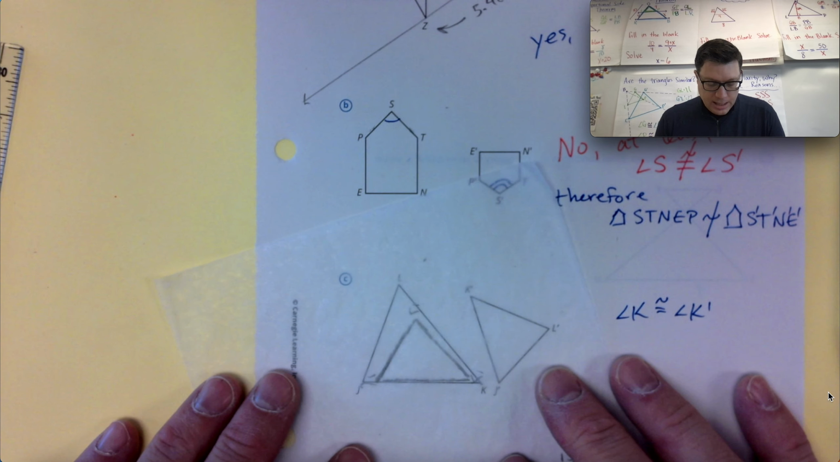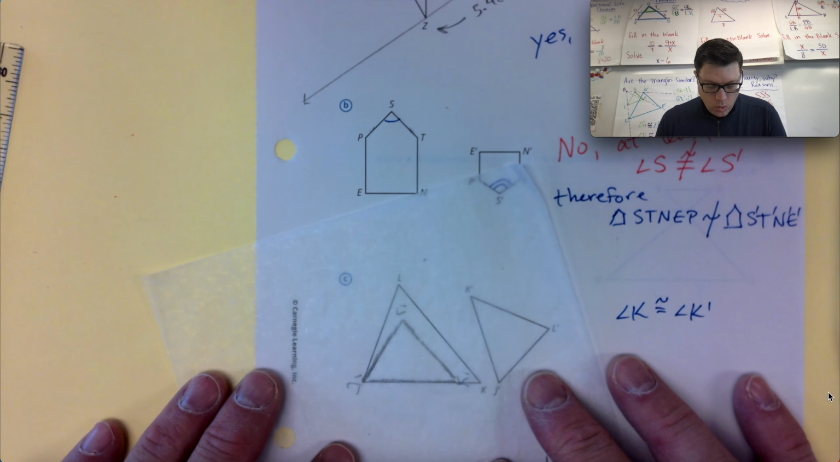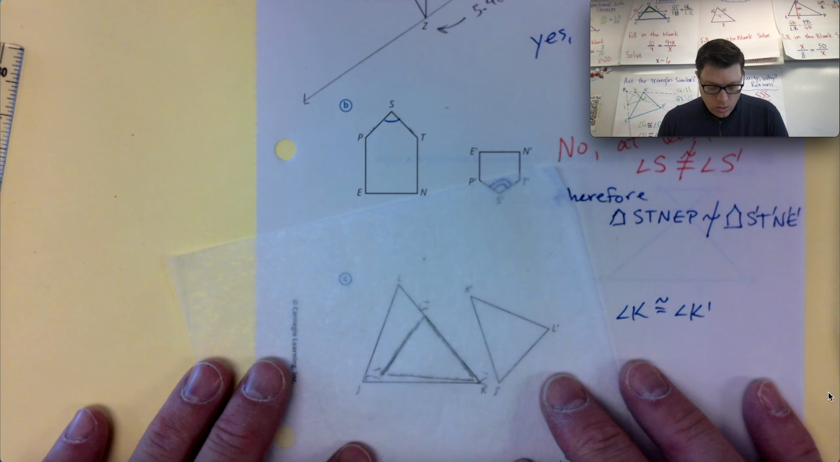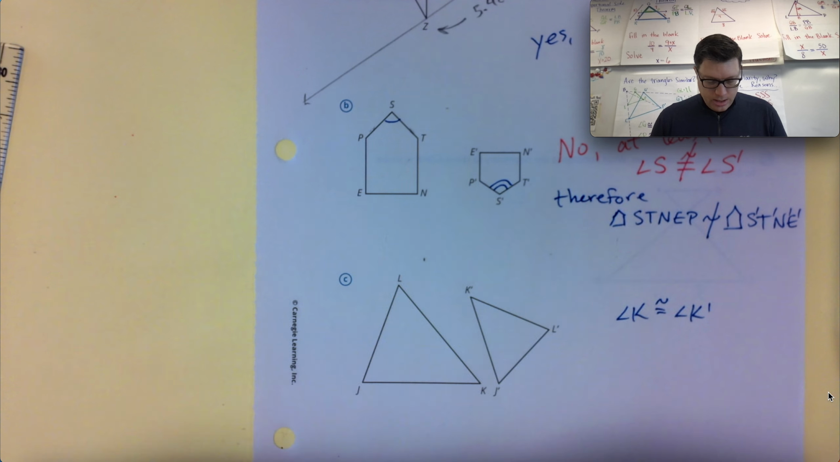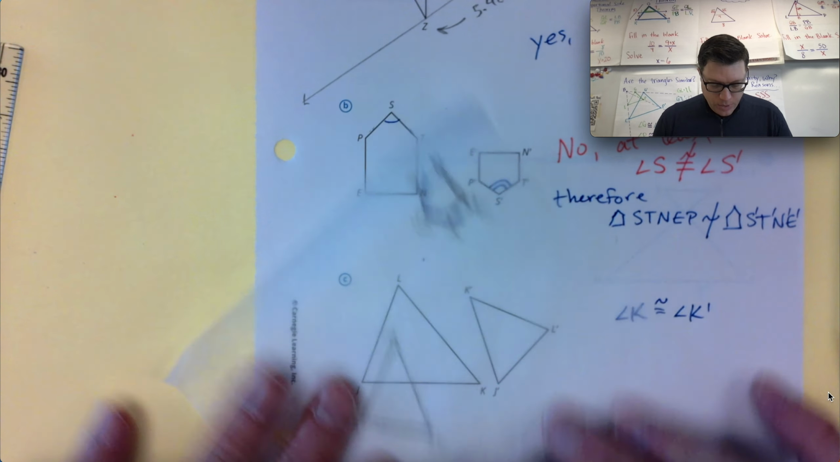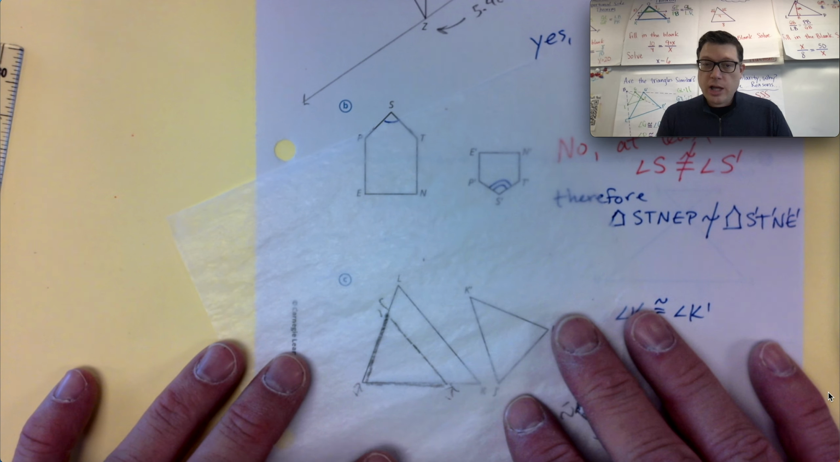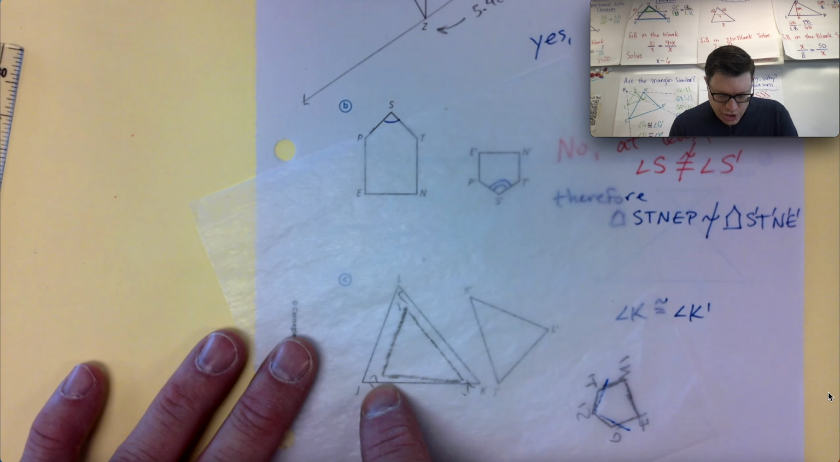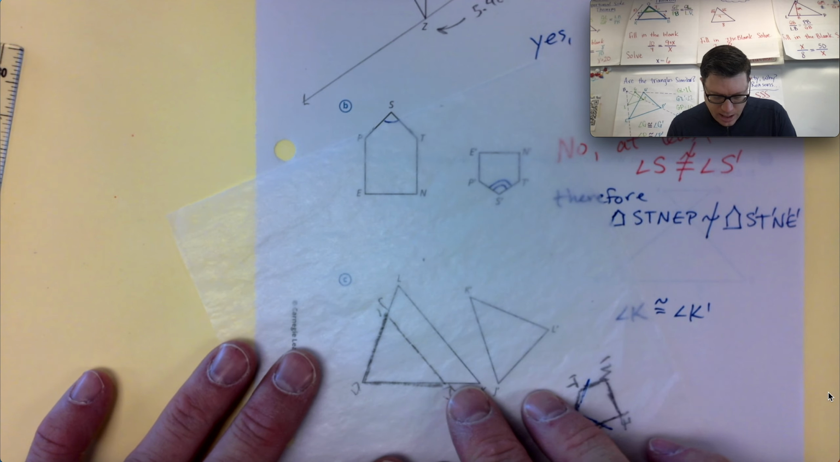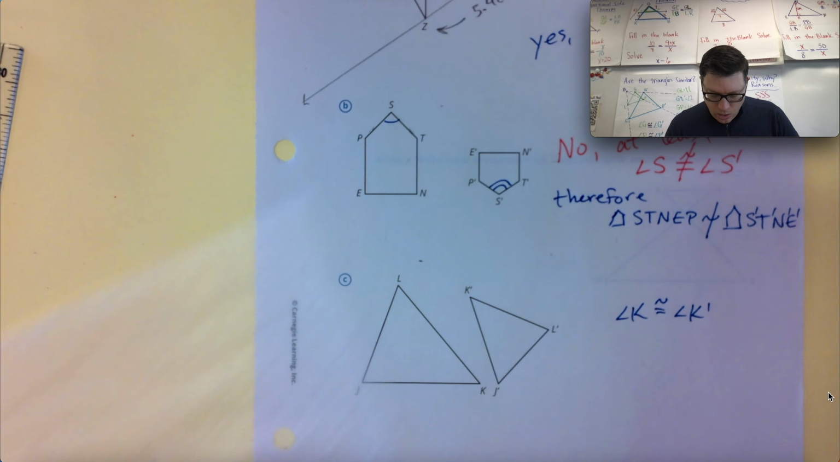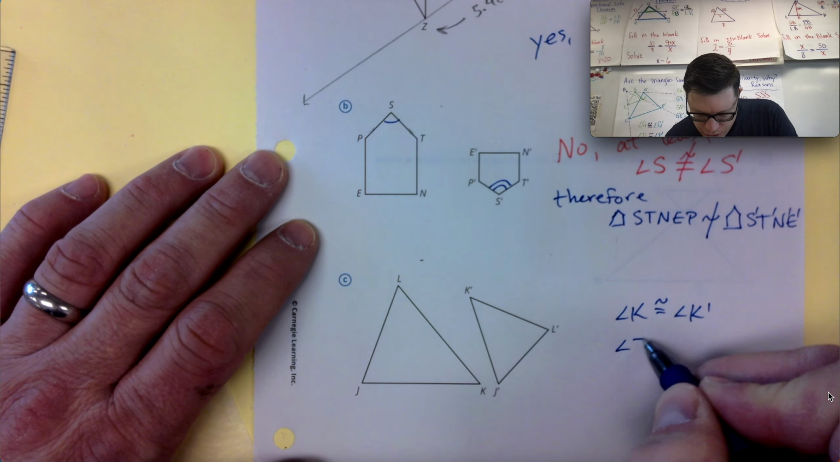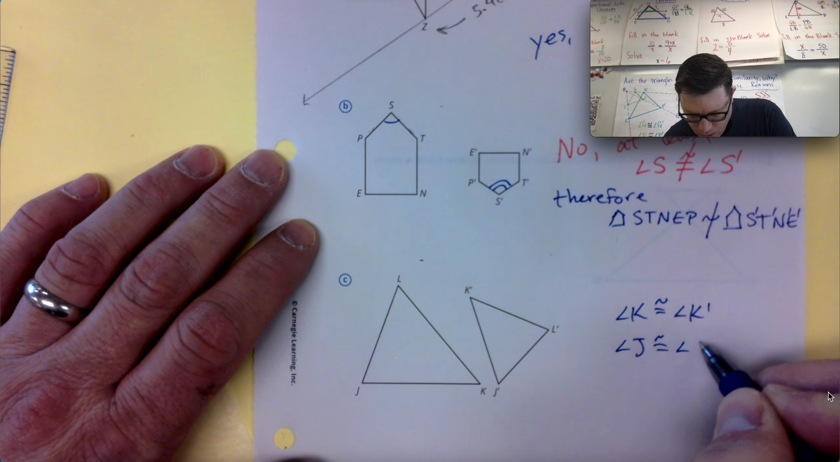Now another translation is going to J. Oh wait, J's like this. Okay, I've got it. I was comparing L for a minute. I made my L look like a J. Don't do that. Okay, so J and J prime. When I match them up, those angles perfectly match. That is right? Yeah, okay. So angle J is congruent to angle J prime.